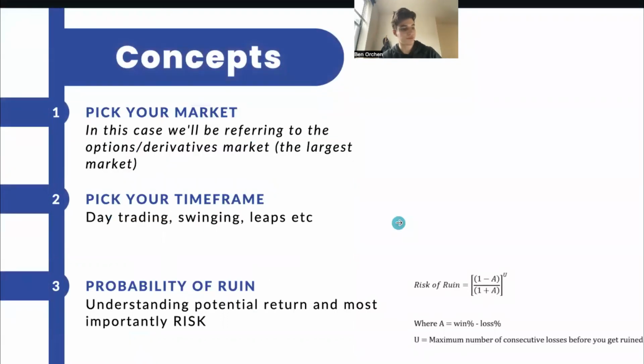All right, so pick your market. In this case, we'll be using the options or derivatives market. The derivatives market is the largest market by a long shot. The US stock market is about 80 trillion, and the derivatives market is a lot bigger than that. I don't have the figure off the top of my head, but it is an absolutely massive market with lots of opportunity to be had. Once you find that, and in this case we're choosing options, we have to pick our time frame.